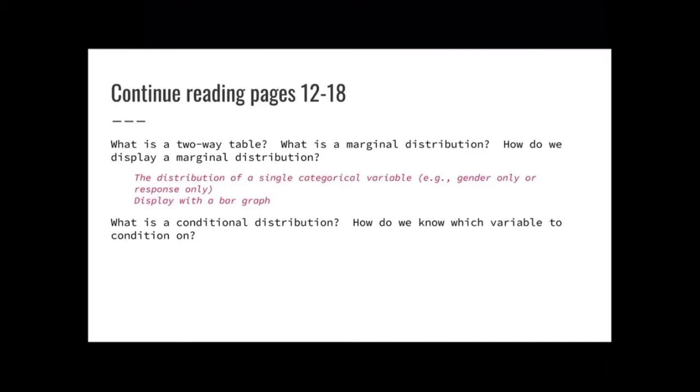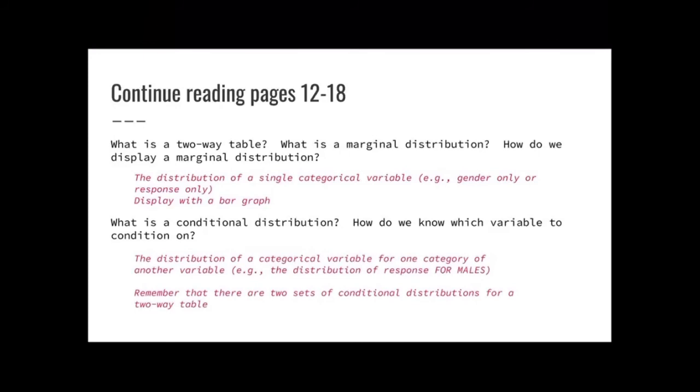So what is conditional distribution and how do we know which variable to condition on? So the distribution of a categorical variable for one category of another one. So, like the distribution of response for males. So we're just looking at males and seeing what they said versus anyone else. Remember that there are two sets of conditional distributions for a two-way table.